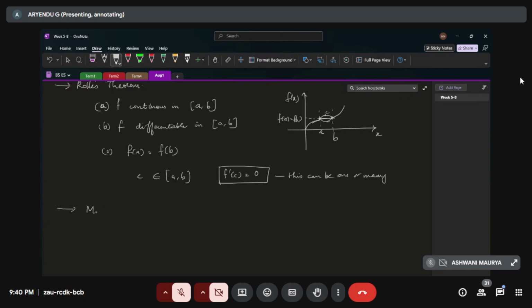And now if you look at the mean value theorem, you can see that the requirements or the conditions are very much the same. You need a function which is continuous in a to b. You need a function which is differentiable in a to b.